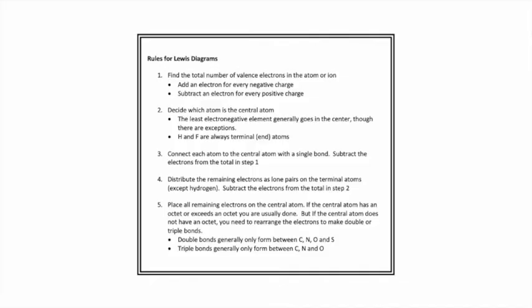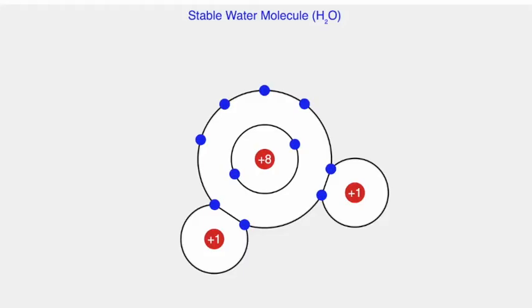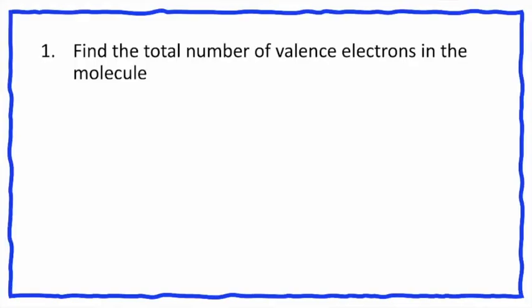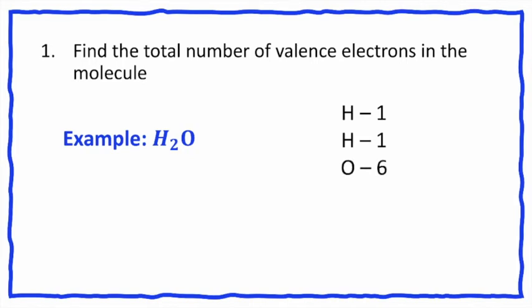So, let's talk about how to make Lewis diagrams. There's a set of rules we need to follow. We're going to use water as an example. The first thing we're going to do is to find the total number of valence electrons for the atoms in our molecule or ion. And for water, we get 1 valence electron for the first hydrogen, and 1 valence electron for the second hydrogen, and 6 valence electrons from the oxygen. And this gives us a total of 8 valence electrons.